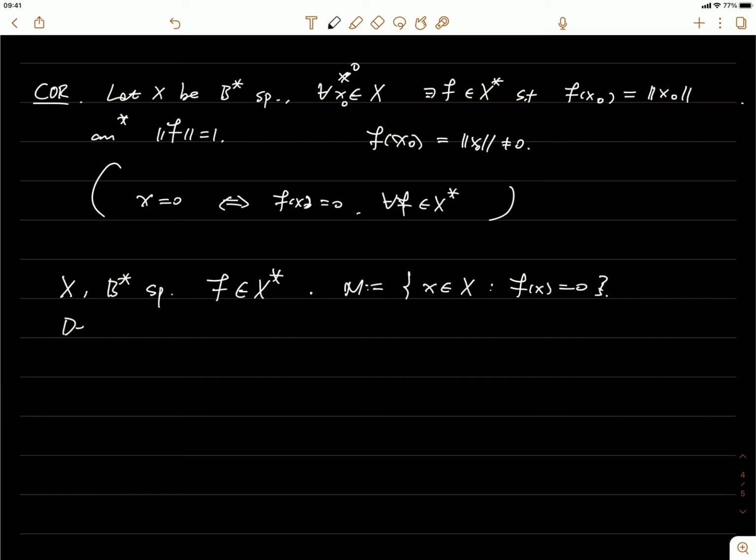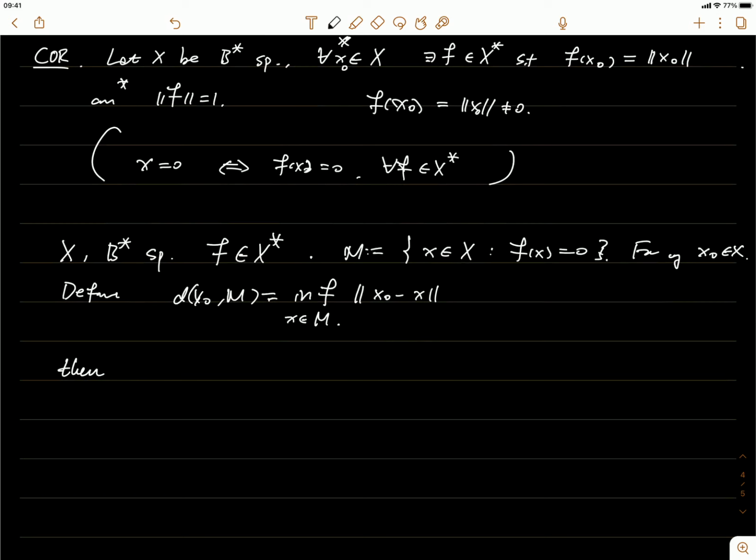Then we define the distance. For any x naught in the space X, define the distance between x naught and M. We know that this is by definition the infimum of the norm of the difference x naught minus x, where x is from this linear subspace. Then what we know from here is that we can find a sequence in the space M such that it converges to the distance. This is something we know before.